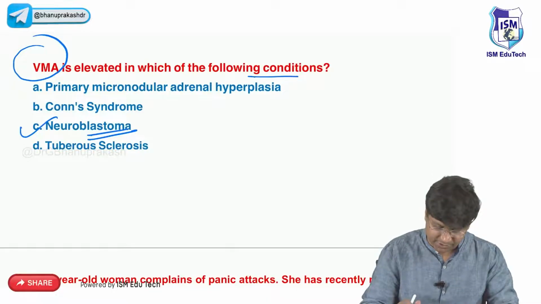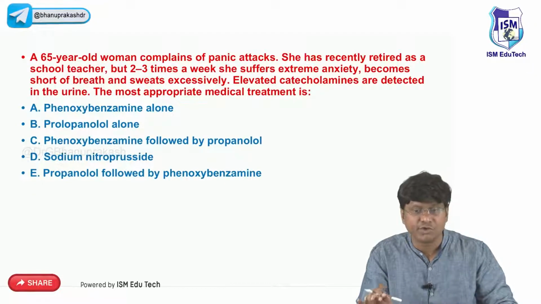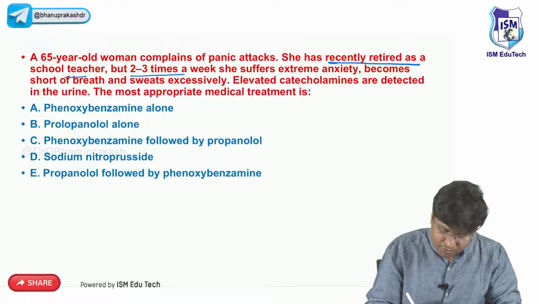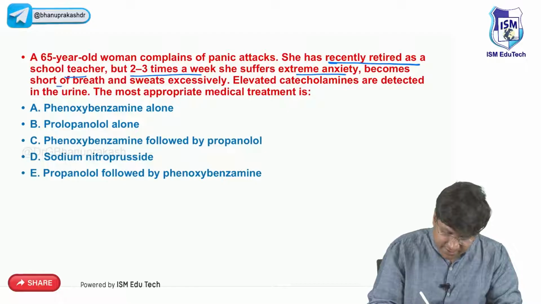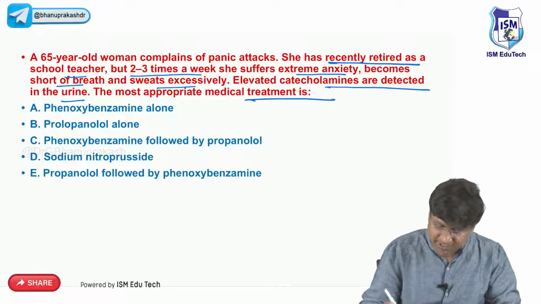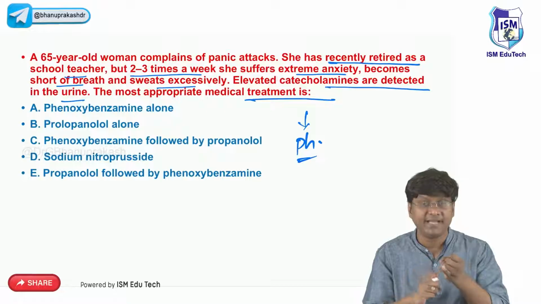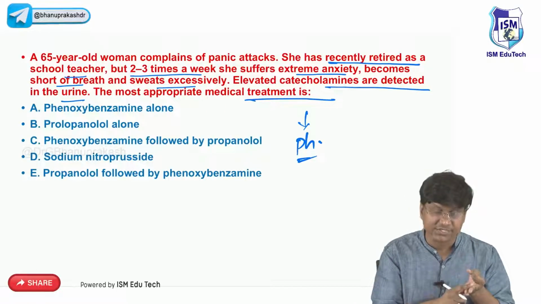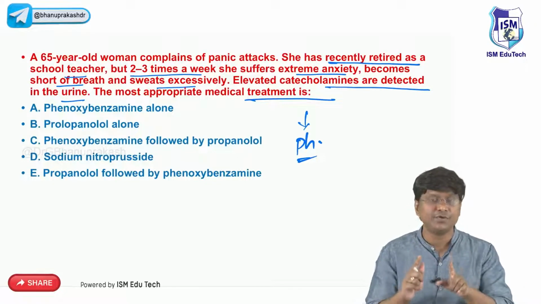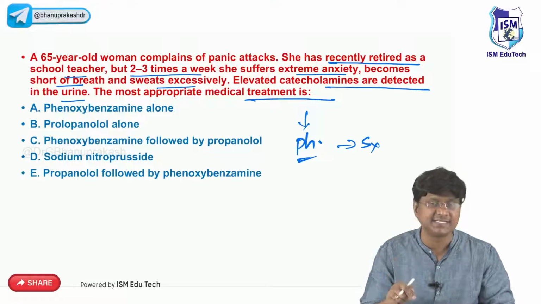It's a very, very important question. So, see the question here. A 65-year-old woman complains of panic attacks. She has recently retired as a school teacher, but 2 to 3 times a week she suffers extreme anxiety, shortness of breath, and sweating profusely. Elevated catecholamines are detected in the urine. What is the most appropriate treatment? What is this suggestive of? Panic attacks, anxiety, palpitations, profuse sweating, elevated catecholamines: the diagnosis is pheochromocytoma. So in pheochromocytoma, what is the treatment of choice? The treatment of choice will be surgical resection of the tumor.